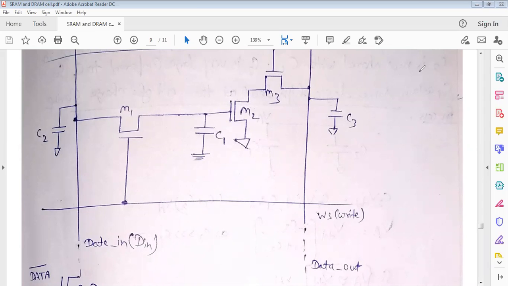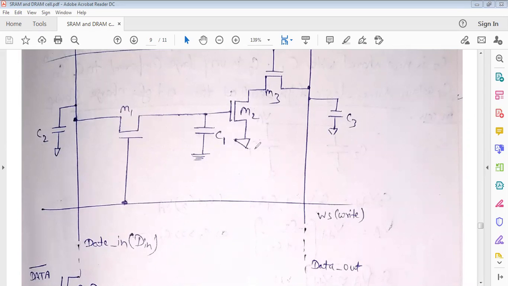Now as PC goes down to 0, a write operation or read operation can be performed. So if we want to write 1, we will give data 0, because if you give data 0 here, then only 1 will pass here.